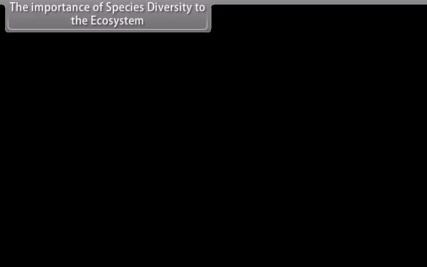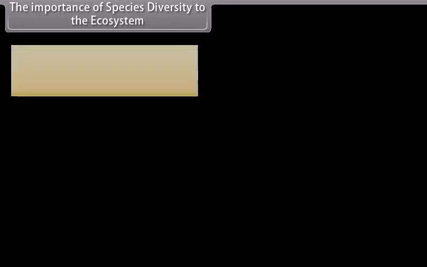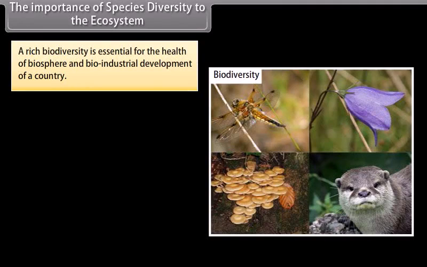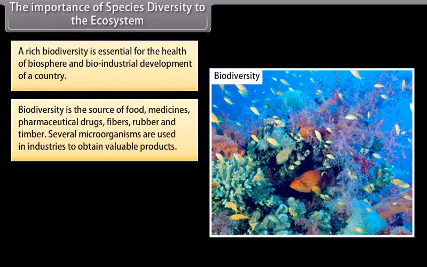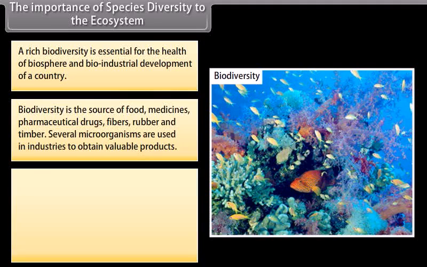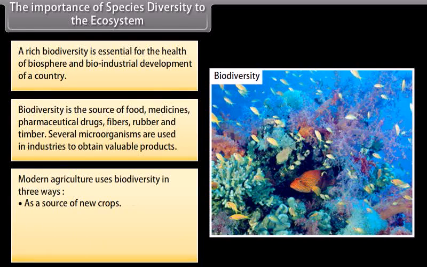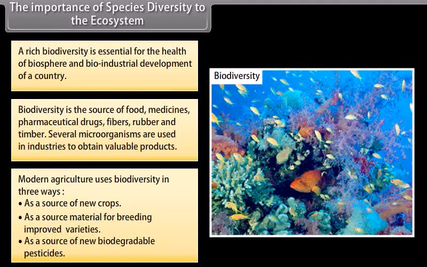The importance of species diversity to the ecosystem. Rich biodiversity is essential for the health of the biosphere and bioindustrial development of a country. Biodiversity is the source of food, medicines, pharmaceutical drugs, fibers, rubber and timber. Several microorganisms are used in industries to obtain valuable products. Modern agriculture uses biodiversity in three ways: as a source of new crops, as a source material for breeding improved varieties, and as a source of new biodegradable pesticides.